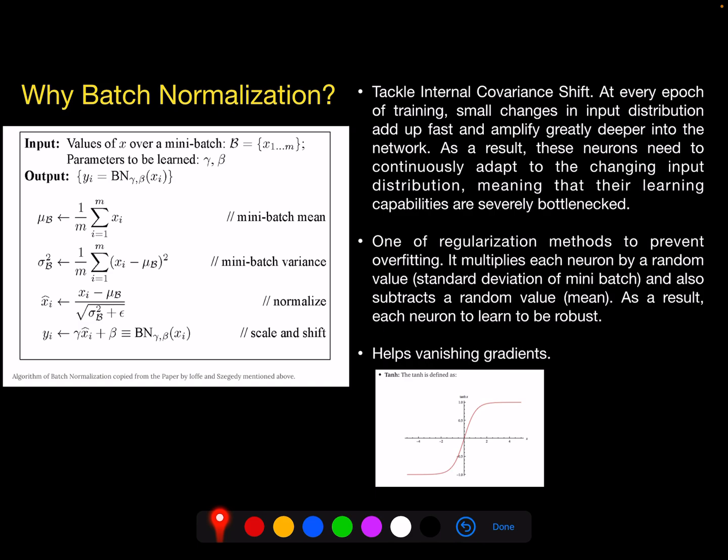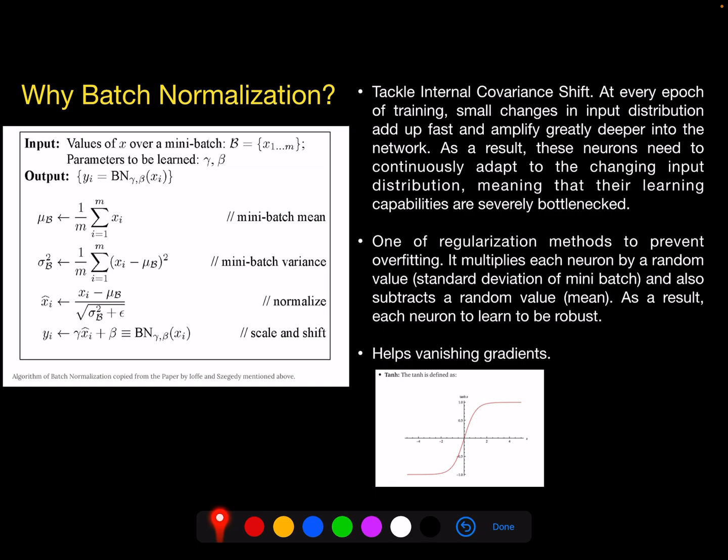The big advantage of batch norm is that it can tackle internal covariate shift in deep learning. At every epoch of training, we have a small change in input distribution. This will add up fast and be amplified greatly deeper into the network. As a result, our neurons need to continuously adapt to the change in input distribution, meaning that their learning capabilities are severely bottlenecked. So to solve these issues, we use batch norm.